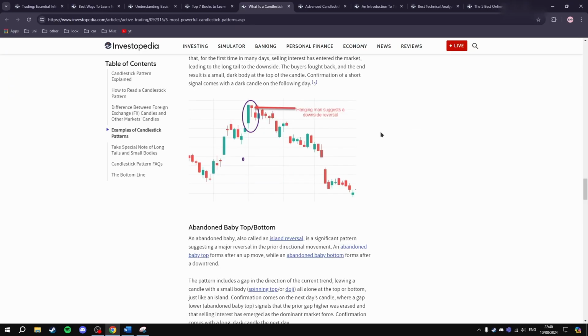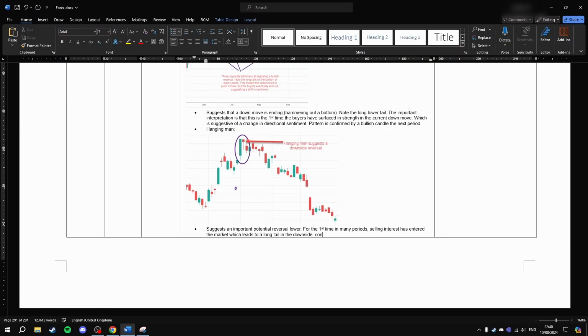Selling tries to enter the market, leading to a long tail to the downside. Buyers fought back, and the end result was a small dark red body. Confirmation for the short signal comes with a dark candle, a red candle, on the following day.